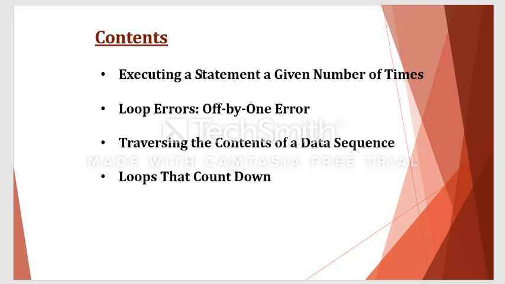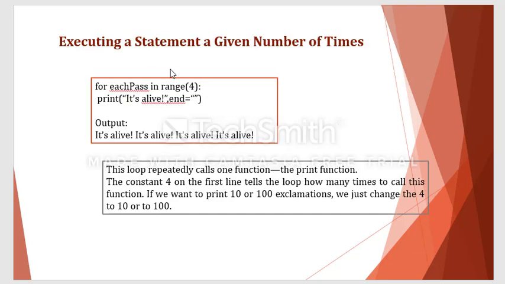Let's start with executing a statement a given number of times. You can observe the for loop here. What we have written is for each pass in range. Each pass is just a general variable; there is nothing specific here. We can write x also here.